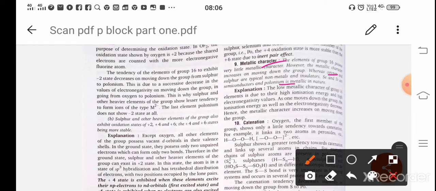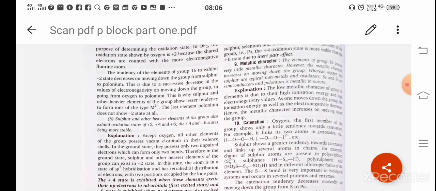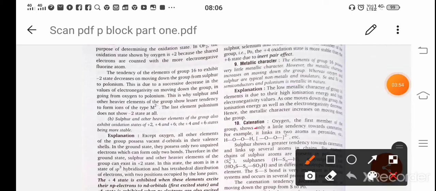This is simply due to the increase in size and increase in number of shells. Now the next property is catenation, meaning the ability to form a bond with itself. It depends on a tendency of having small size and high electronegativity. So it is only shown by oxygen and sulfur.